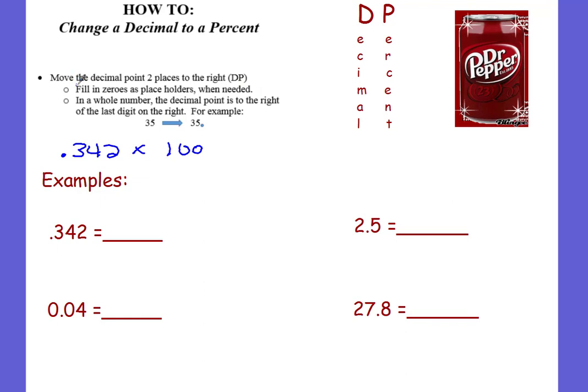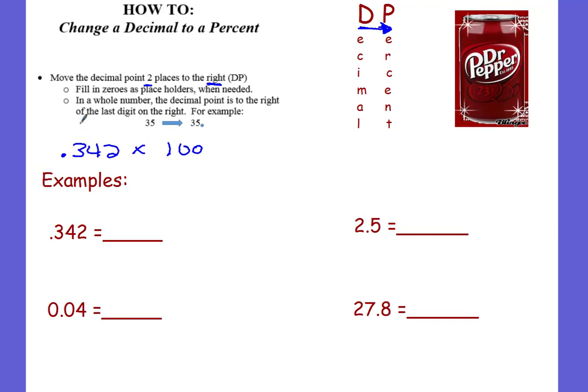And that is, we just move the decimal point 2 places to the right. It's what we call Dr. Pepper or DP. The D stands for decimal, the P stands for percent. When we're going from decimal to percent, we're going to move 2 places, 1 for each letter. And the direction we're going from the D to the P is we're going to the right. So we're moving 2 places to the right.